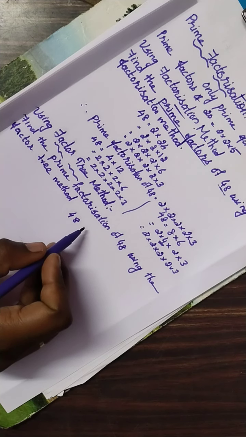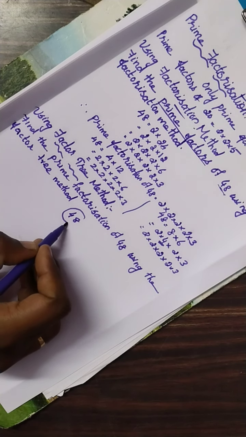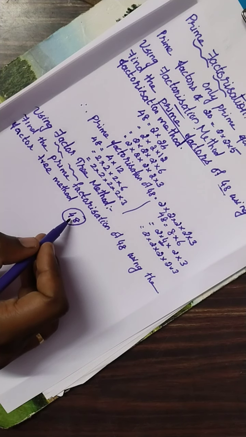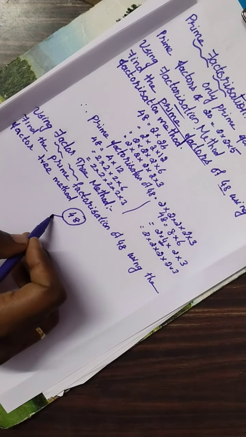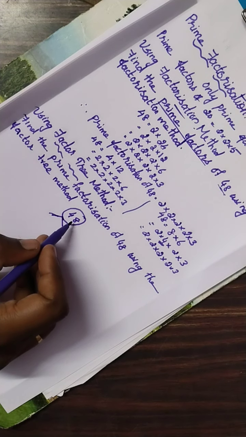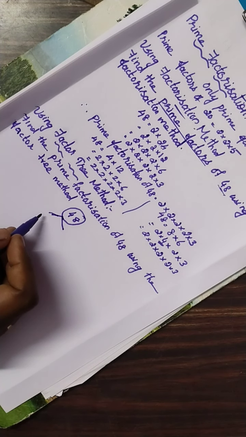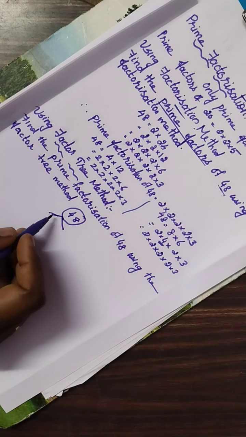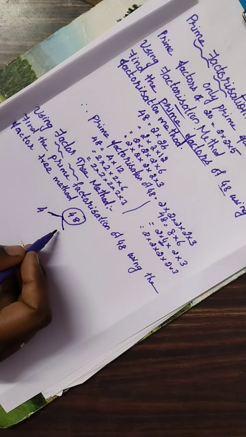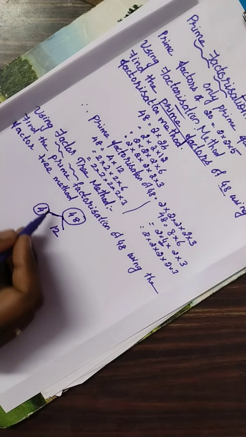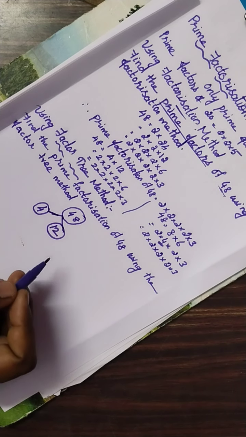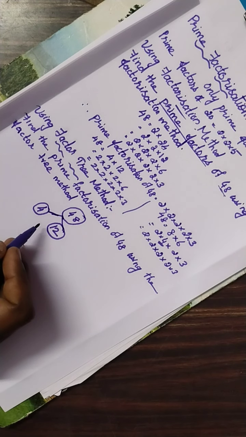First you write down the given number, 48. Then you split this number into two branches. 48 is equal to 2 into 24, or you can write the composite numbers 4 into 12. 4 12s are 48. Next, you further break down this product.